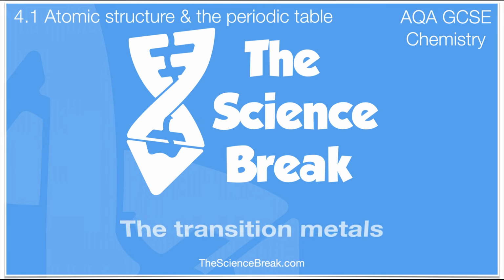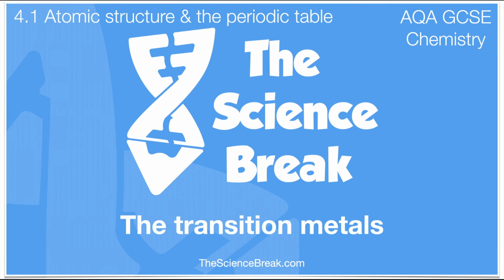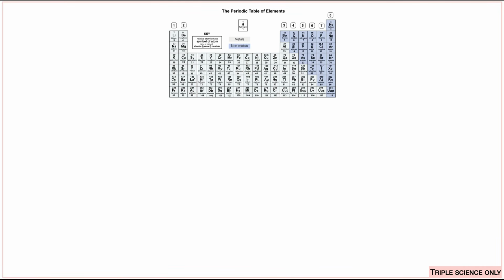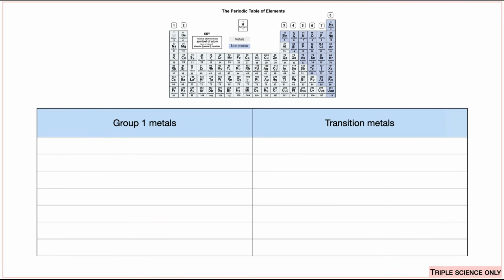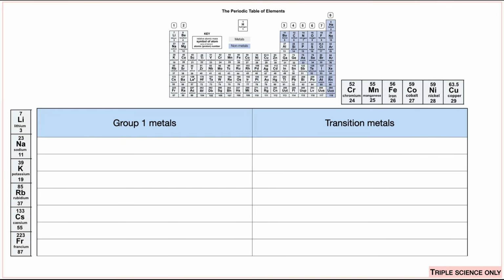Next and finally is for triple science students only. This is the transition metals. Here is the periodic table. We're going to compare group 1 metals with the transition metals. Here are some transition metals that you need to be familiar with. Here are the group 1 elements. For group 1 elements, the group 1 metals, they have low melting and boiling points compared to the transition metals. So we can say lower melting and boiling points, or we could say group 1 metals have low melting and boiling points and transition metals have high melting and boiling points.